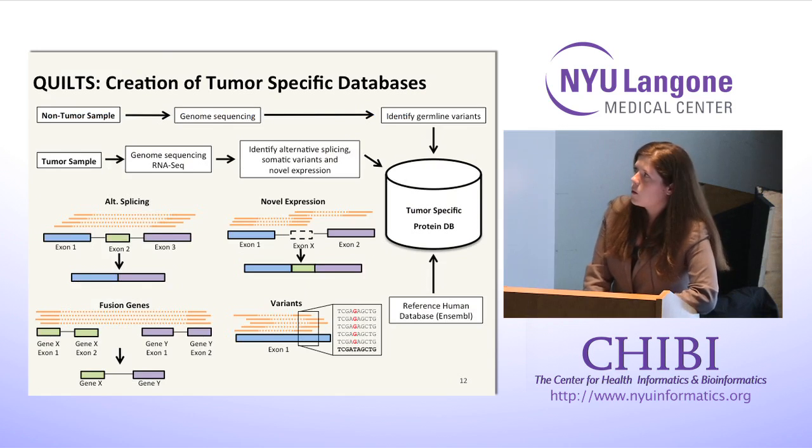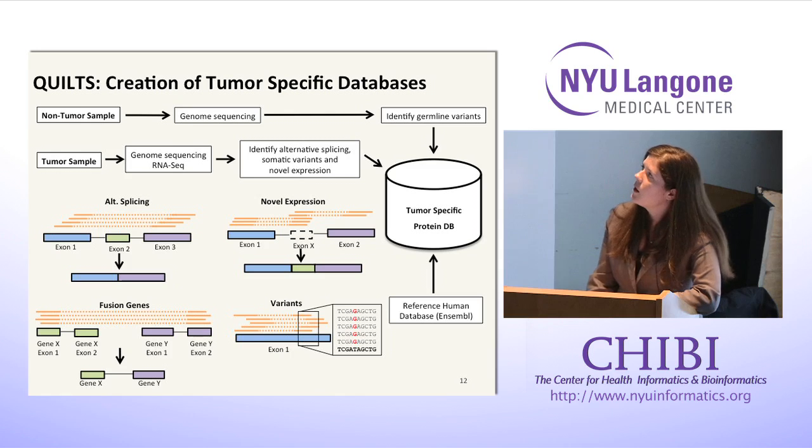So the first thing that Quilts does is create this tumor-specific database. So we start with a reference human database. In this case, we use Ensembl. And then we input the genomic sequencing germline variants from the non-tumor sample. We also identify alternative splicing, somatic variants, and novel expression using the genome sequencing and RNA sequencing of the tumor sample, and also put this into our tumor-specific database.